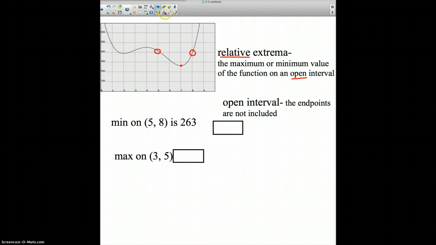What about between 3 and 5? Would there be a maximum? Here's 3, and here's 5. Yep, there's a maximum right here at about 450. But between 5 and 8, there's no max. What about a minimum between 3 and 5? Okay, 452. Between 3 and 5, is there a minimum? No, there's not. There's no lowest value because the endpoints, which aren't included, would have been the lowest points.